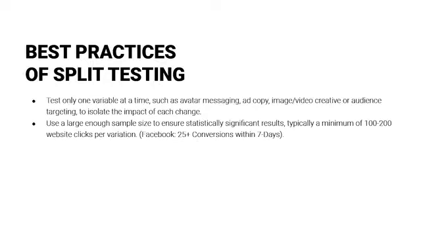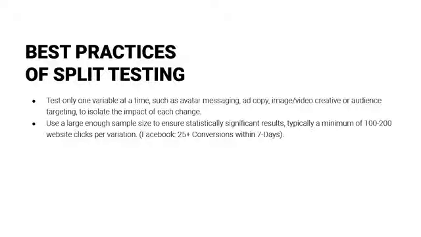Use a large enough sample size to ensure statistically significant results, typically a minimum of 100 to 200 website clicks per variation. What Facebook or Meta is really looking for is to have at least 25 conversions within a 7-day period. Ideally, Facebook says they want 50 conversions in a 7-day period. So if you have 100 visitors to your website and half of them are converting, oh my goodness, that is great. It gives enough people to the website. You see that people are converting at a high rate. But if you have something that is like a book a call, where maybe every 200 people that visit the website book a call, you're going to want to make sure that you run at least 200 clicks.